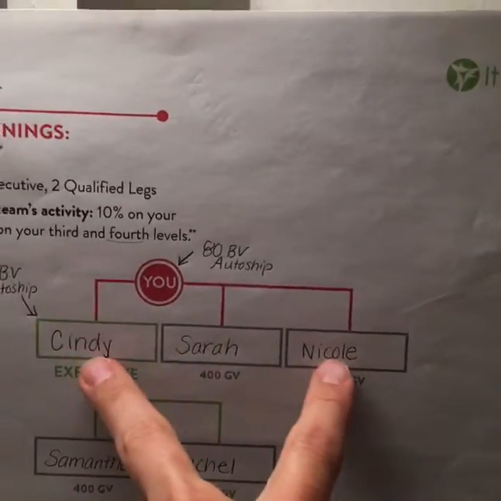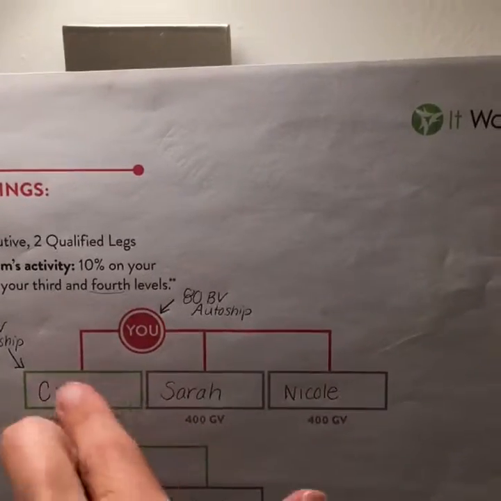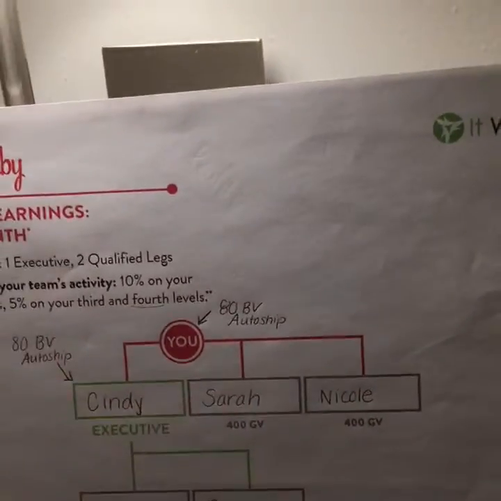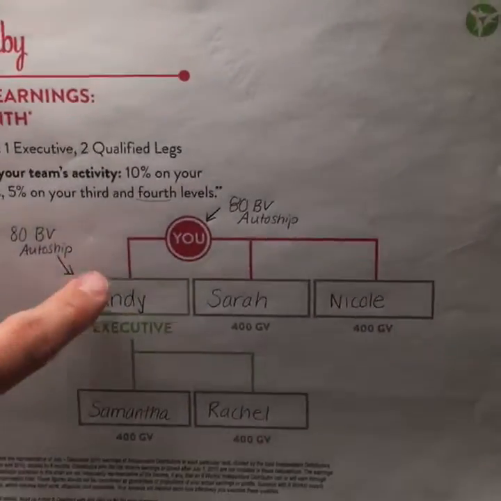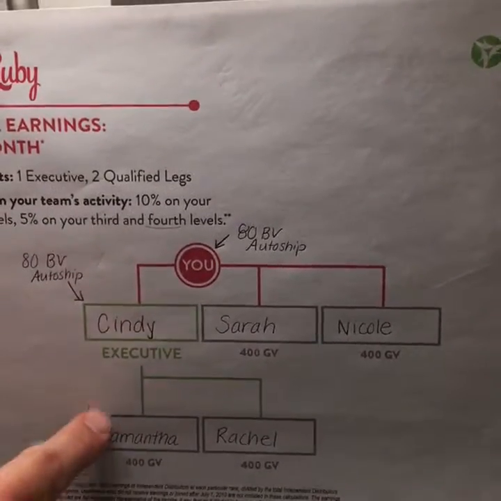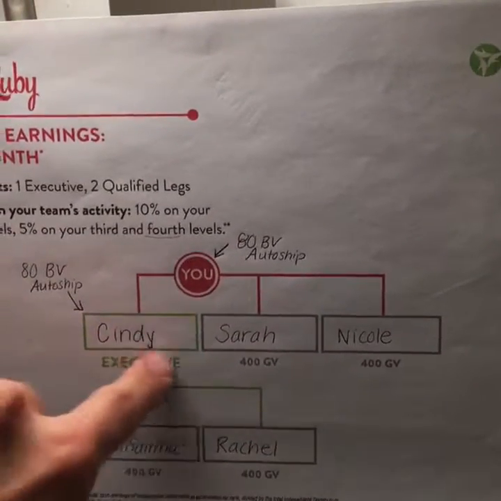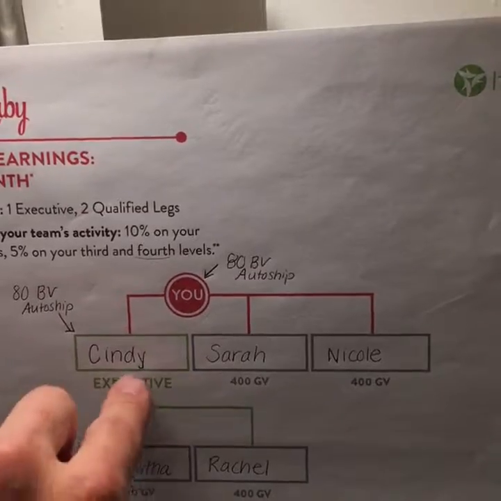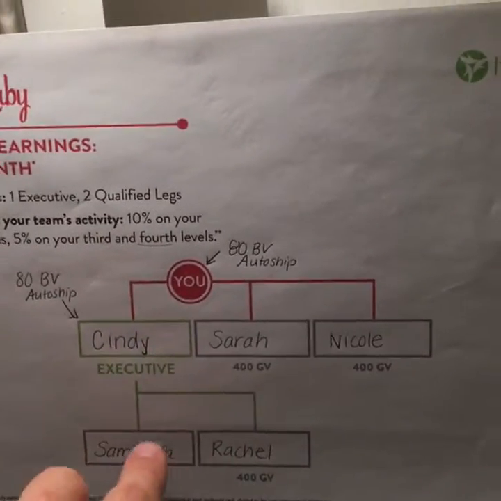Here we have you. Okay, so remember Cindy, Nicole on your first top line, so then your third one is Sarah. So this means that you have 3 distributors on your top line, and then Cindy goes executive. We call this a title box when they are one of the promotion boxes. So then Cindy is executive with Samantha and Rachel.